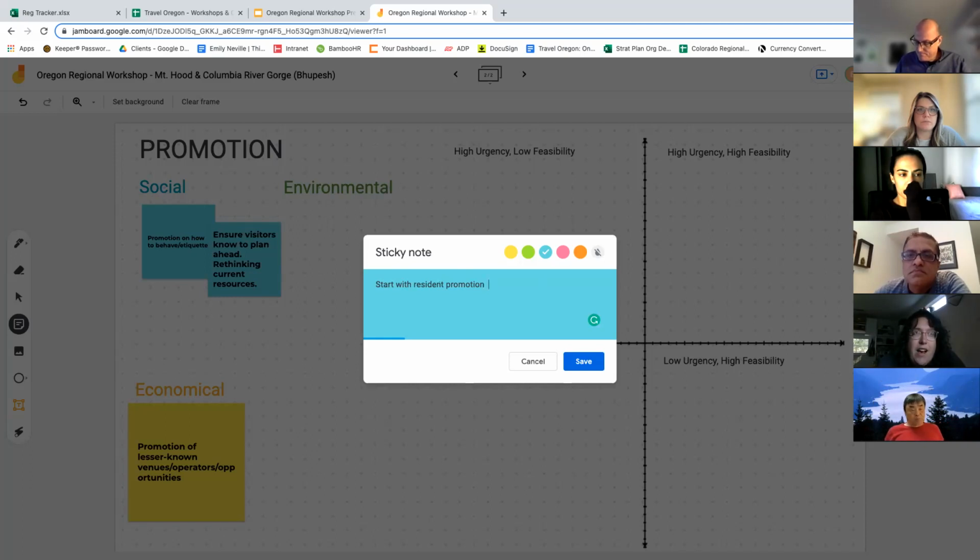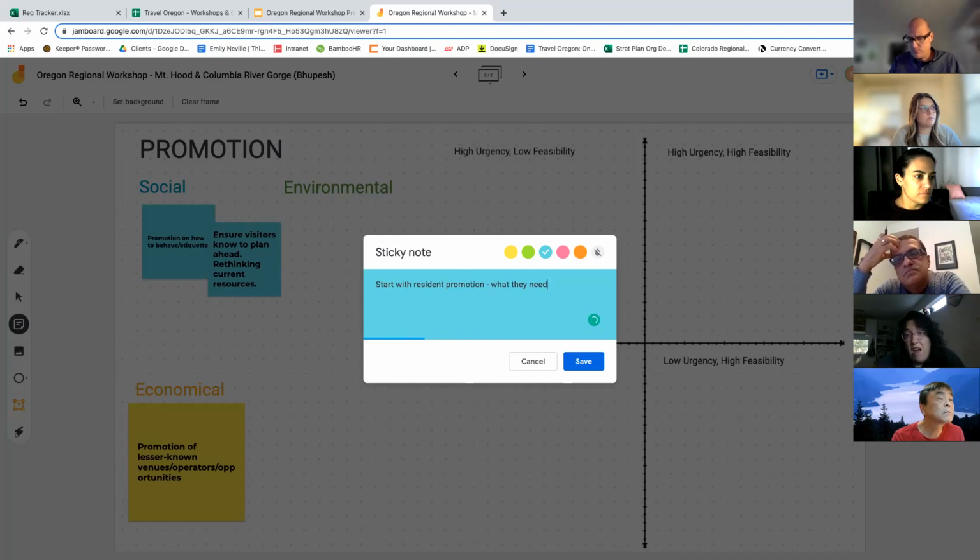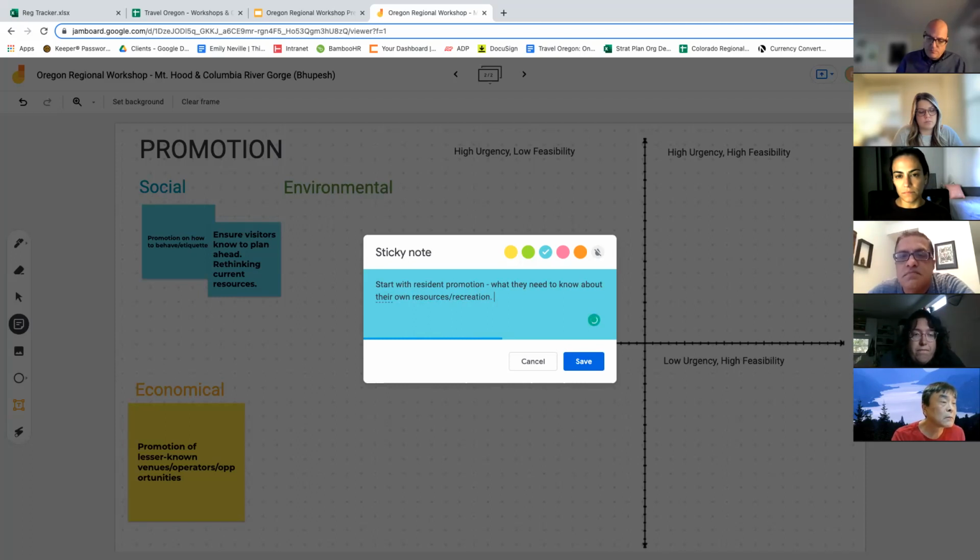So I think there is a lot of value and opportunity in talking to residents and training them on what they need to know about their own recreation, because then they're also good examples for visitors when they come. And they also know about the resources if they work in the industry, in a visitor-facing role of any kind, and can help communicate that out.